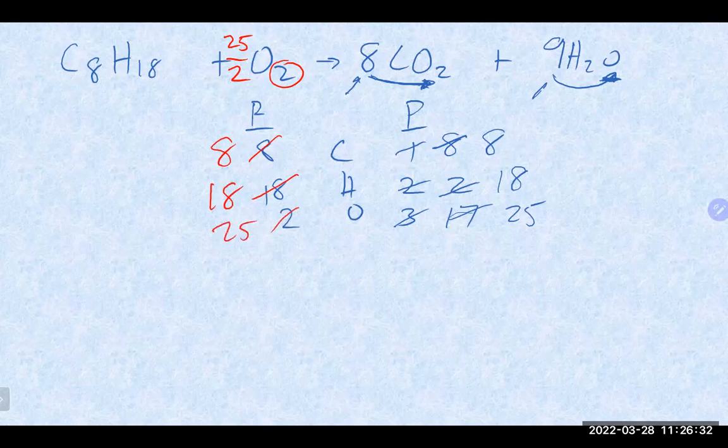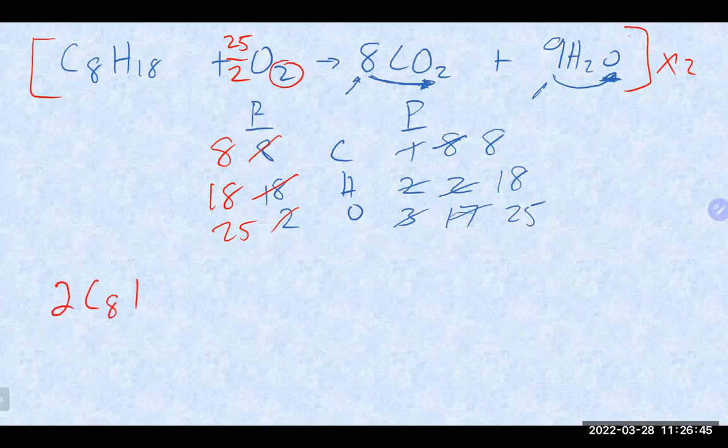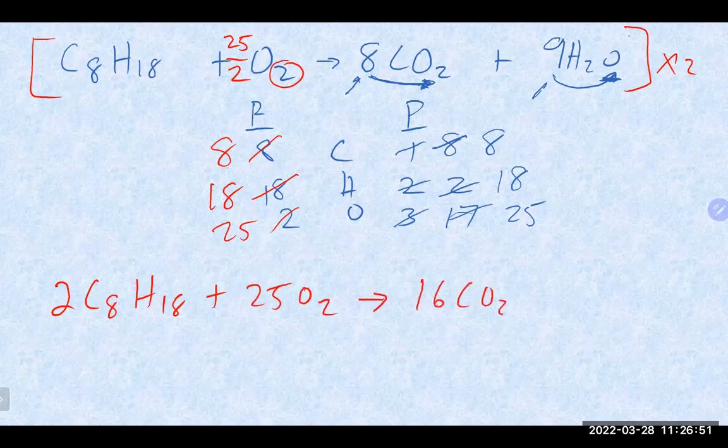Again, it is technically balanced, but not correctly balanced as we still have the fraction. So we do need to go through here and multiply everything by the denominator. And that would get us 2 of the C8H18 plus 25 O2, 16 CO2 plus an 18 H2O.